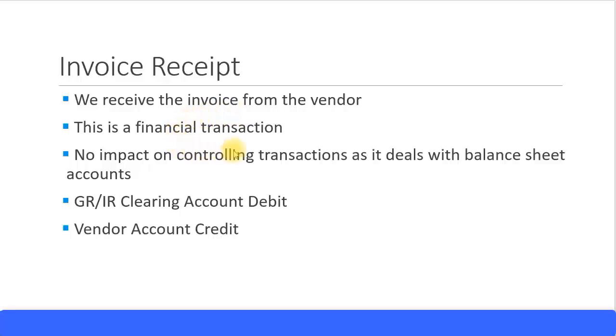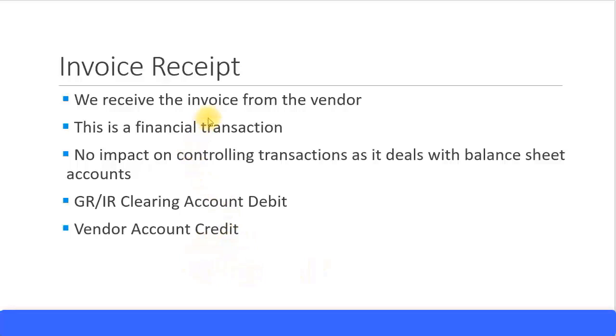Now this has a financial implication, because what you'll be doing is debiting the GRIR clearing account and crediting the vendor, which means the vendor will have an outstanding line item, which eventually means that you will have to pay the vendor.